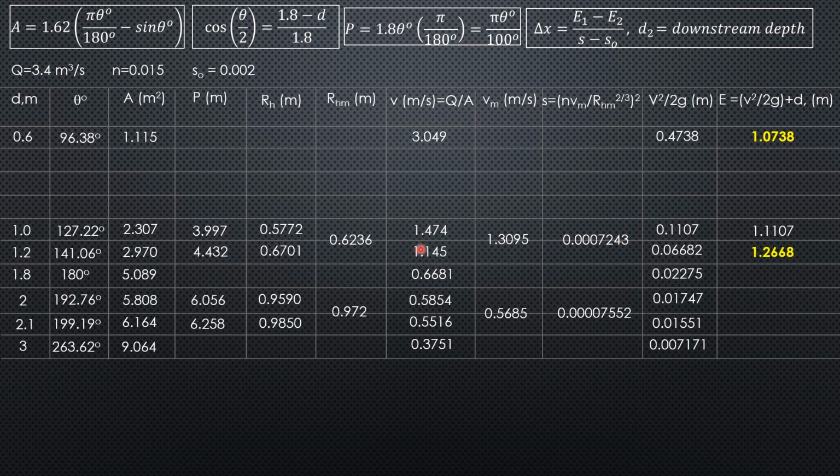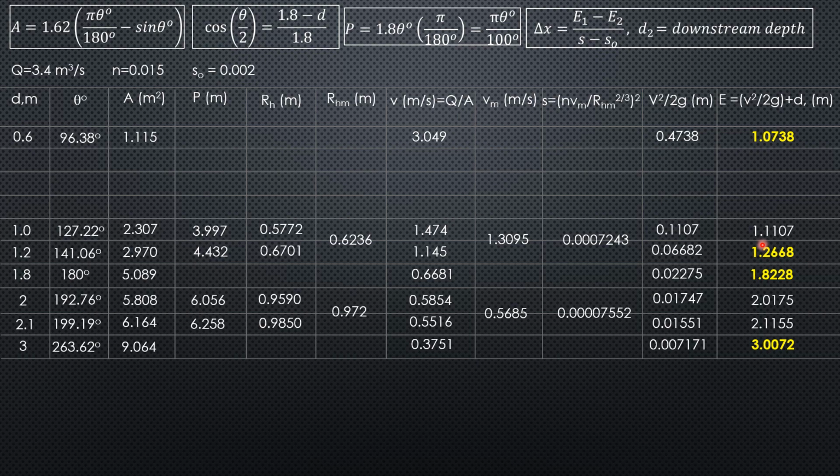At 1.2, it will be highlighted. 0.06682 plus 1.2, 1.2668. Then at 1.8, highlighted also, 0.02275 plus 1.8, 1.8228. 0.01747 plus 2, 2.0175. 0.01551 plus 2.1, 2.1155. Then 0.007171 plus 3, 3.0072. Round off.